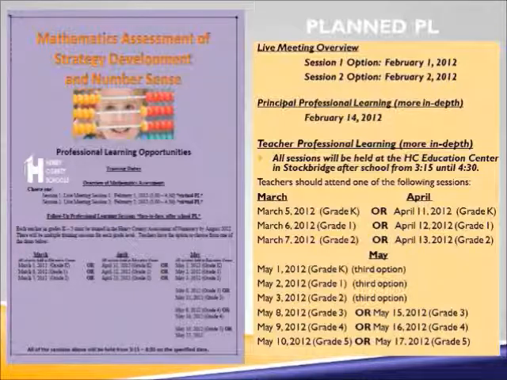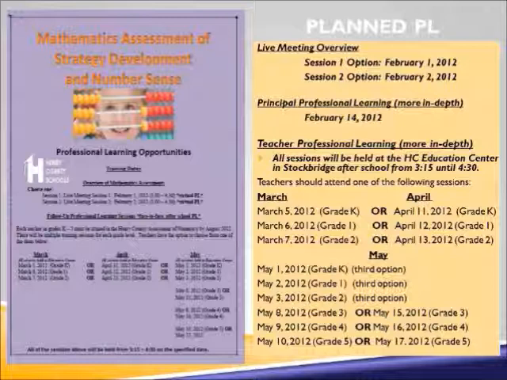So for kindergarten, we have the options of March 5th, April 11th, or May 1st. For 1st grade, we have March 6th, or April 12th, or May 2nd. For 2nd grade, we have March 7th, or April 13th, or May 3rd. For 3rd grade, we have May 8th, or May 15th. For 4th grade, we have May 9th, or May 16th. 5th grade, we have May 10th, or May 17th.